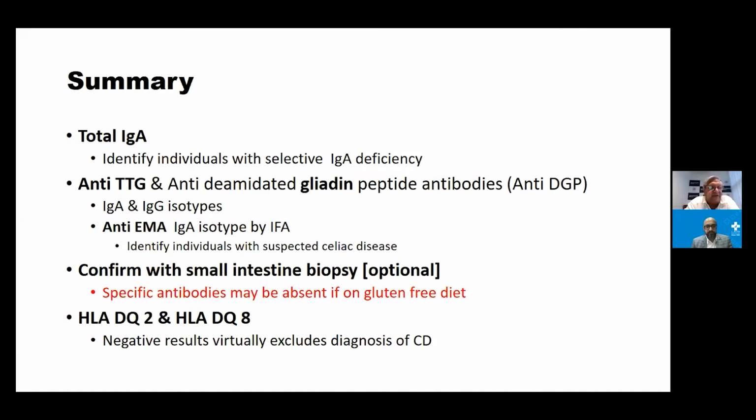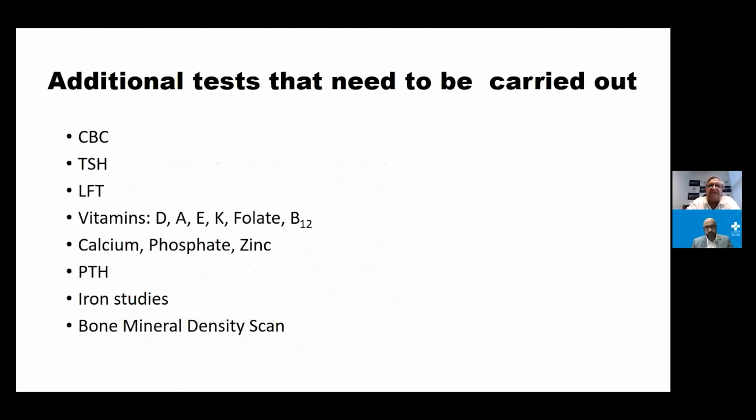We must note that specific antibodies may be absent if the person is on a gluten-free diet. So we must make sure that the person, when tested, is on a regular diet rather than a gluten-free diet. The only role of HLA-DQ2 and HLA-DQ8 is to confirm that if they're negative, then a person cannot be suffering from celiac disease. Additional tests which may be carried out are complete blood count, TSH, LFT, vitamins, calcium, phosphate, zinc, PTH, iron studies, and bone mineral density.